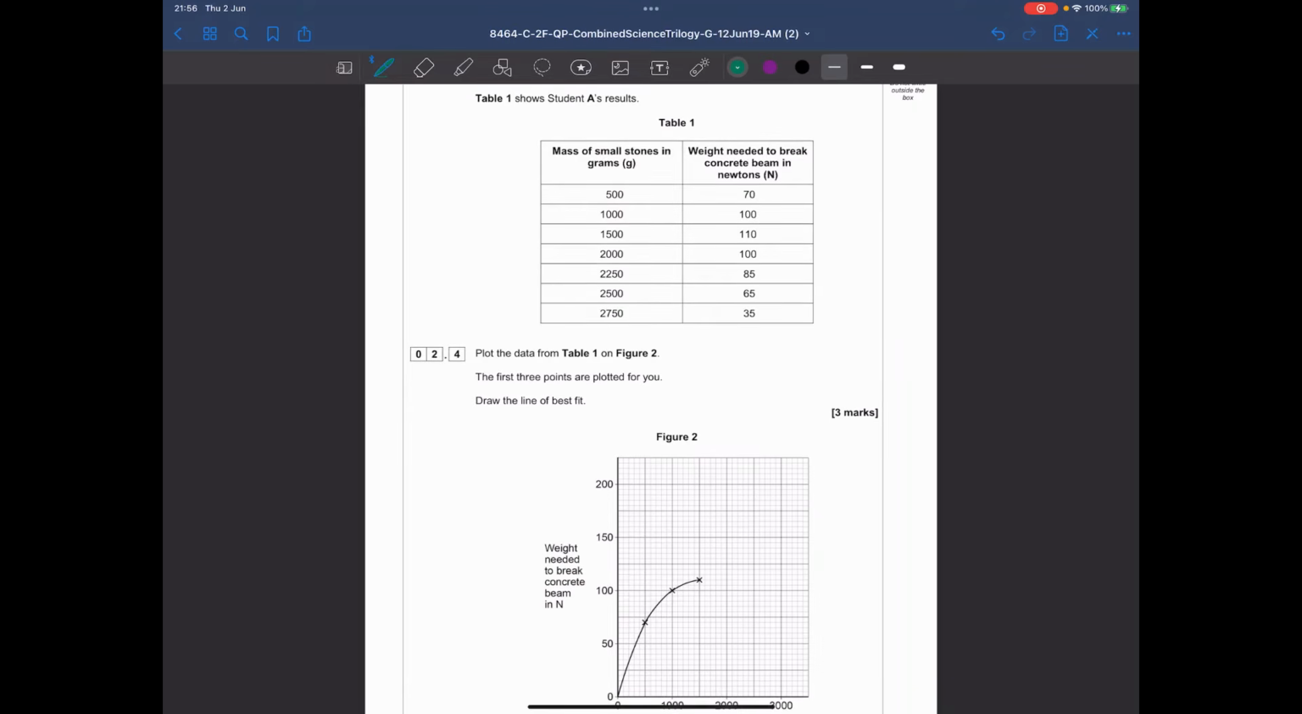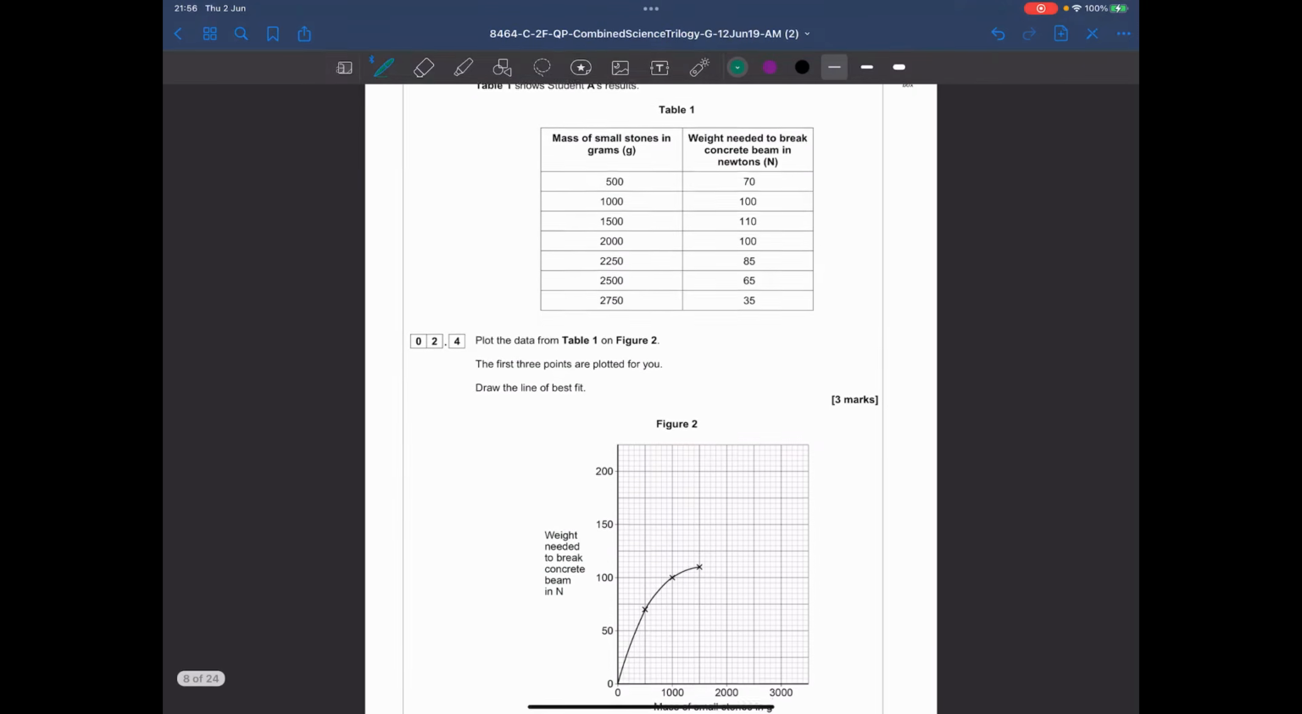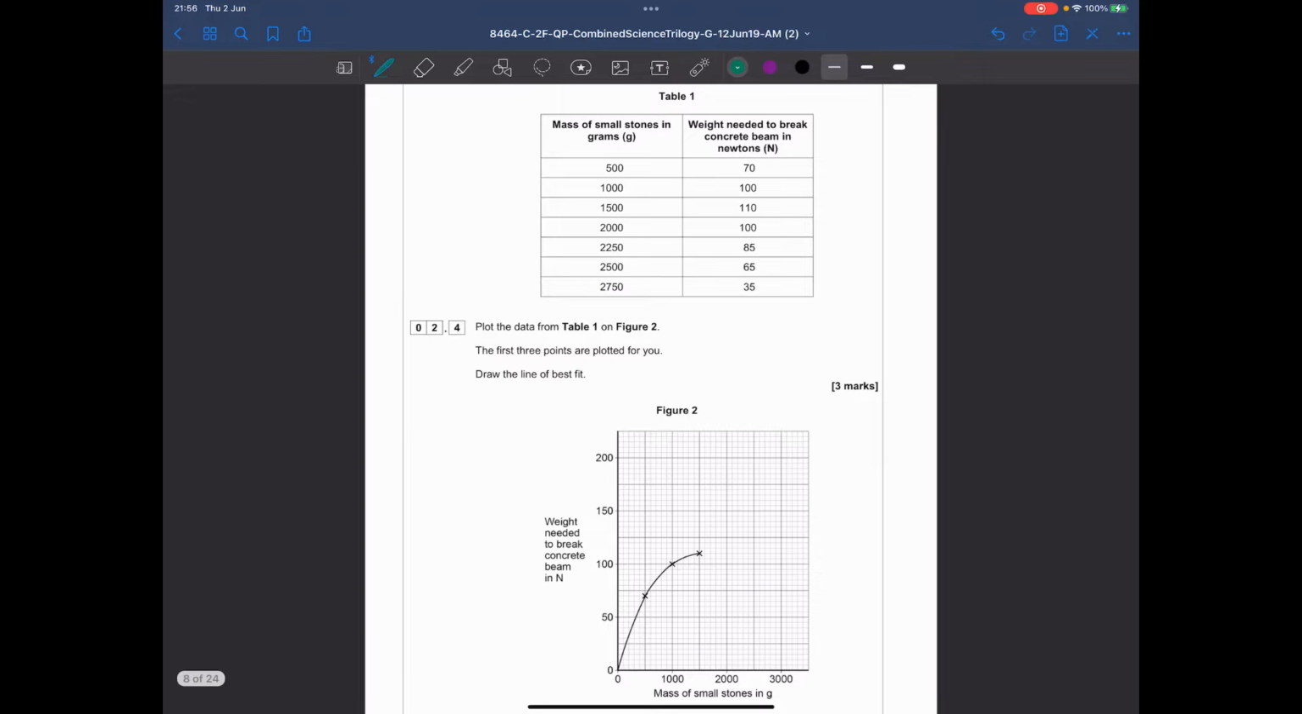Table 1 shows student A's results. You need to plot the data from table 1 onto figure 2. The first 3 points have been plotted for you. You then need to draw the line of best fit. So again, we just need to make sure our plotting is really accurate here to get 2 marks, and the third mark would be the line of best fit.